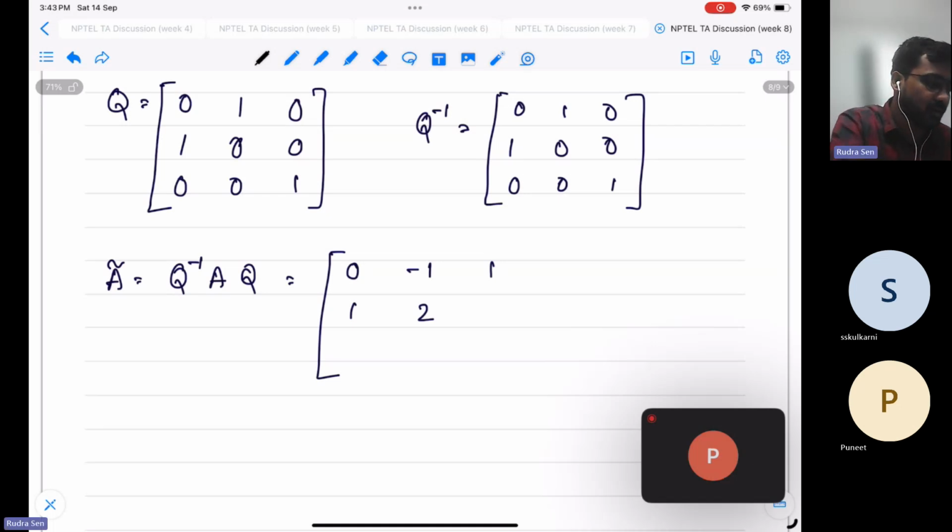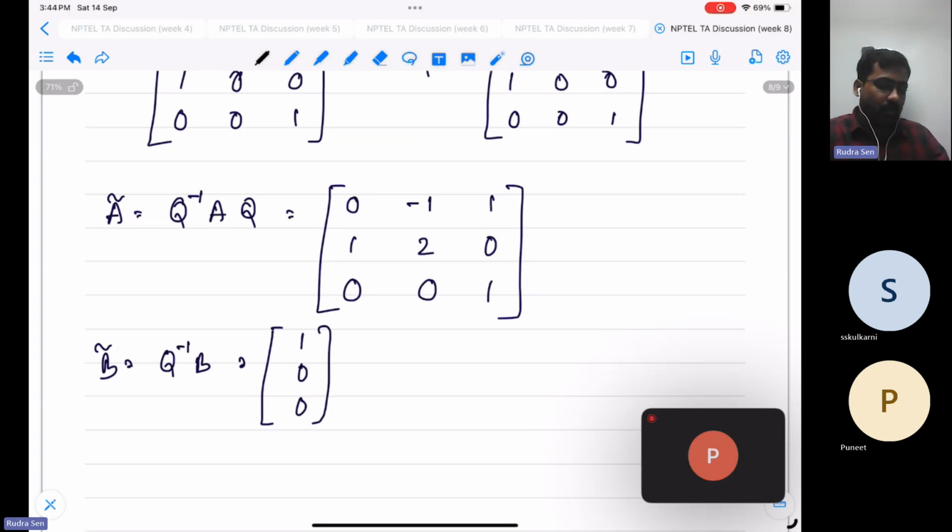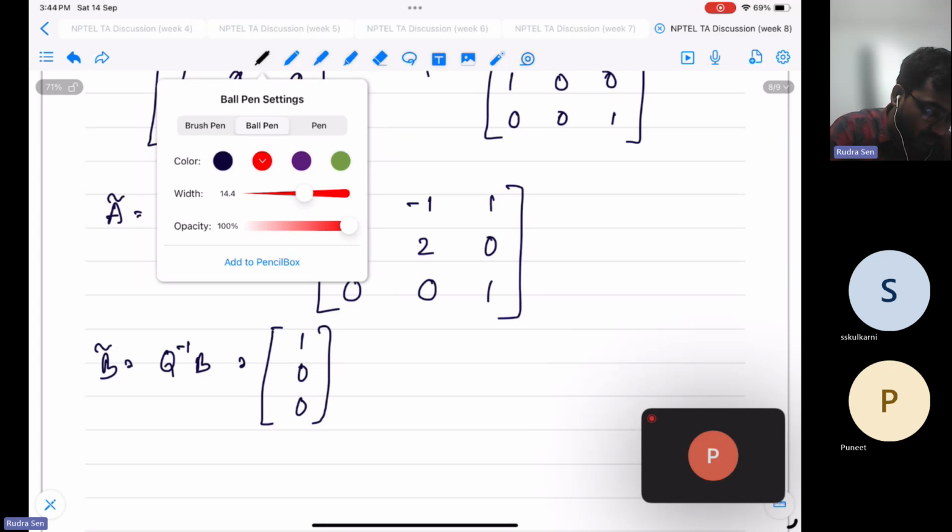Just a minute, just let me check. Yeah, 0 and 0 0 1, and B tilde is Q inverse B, which is 1 0 0. So you can see that should be minus 1, my mistake.